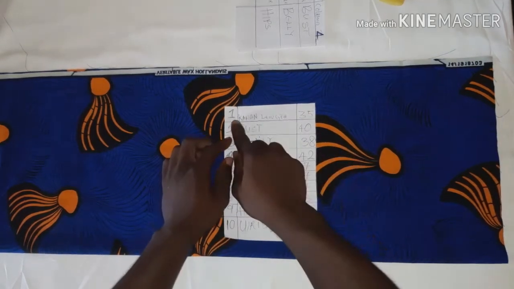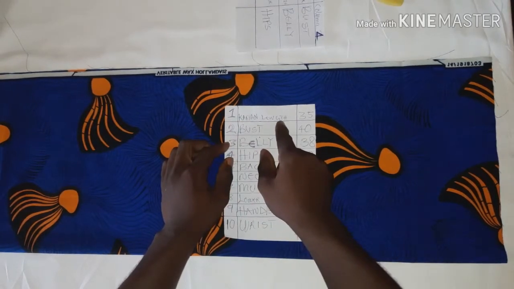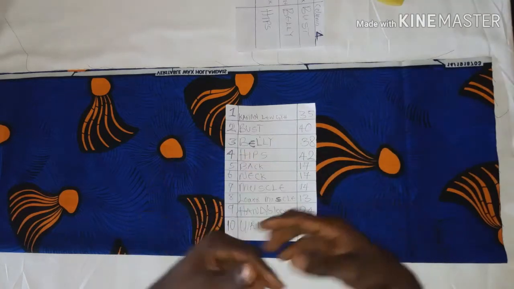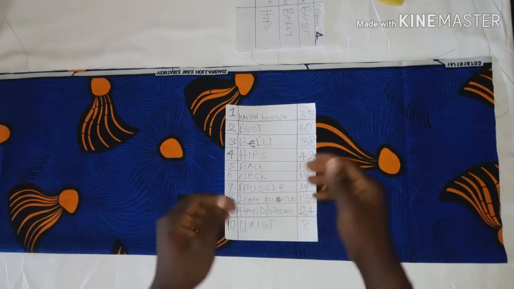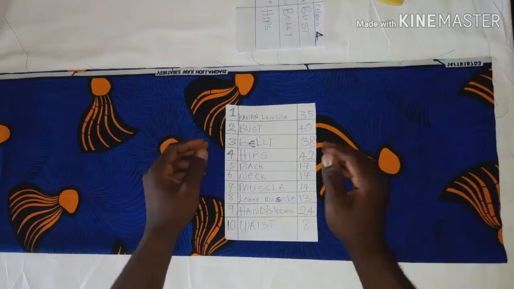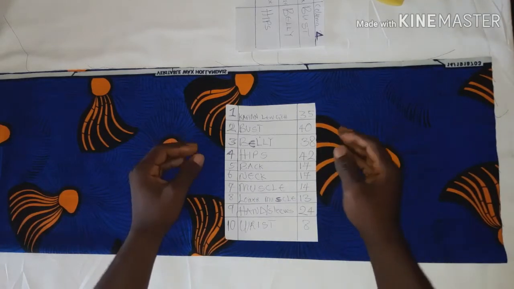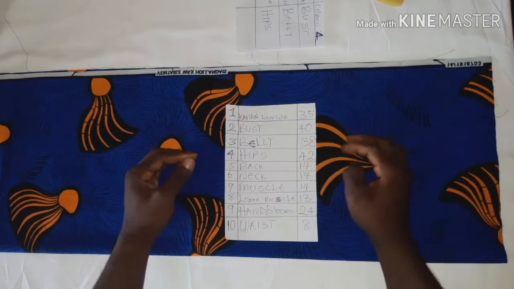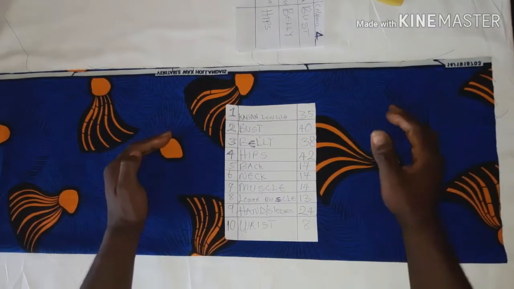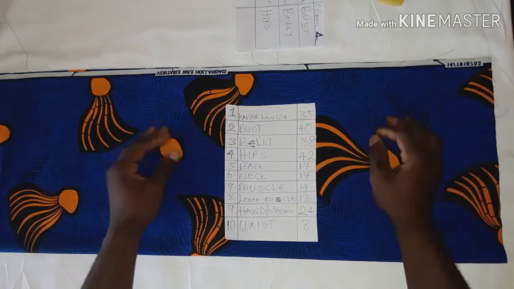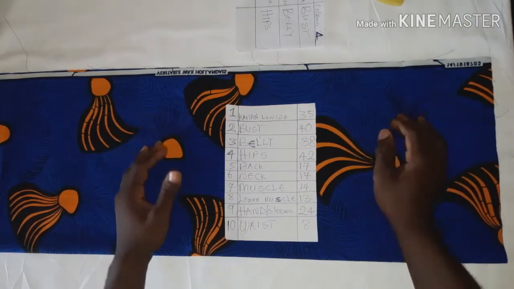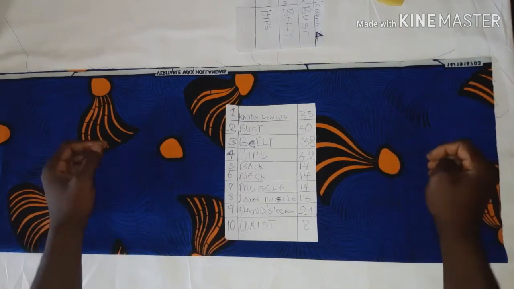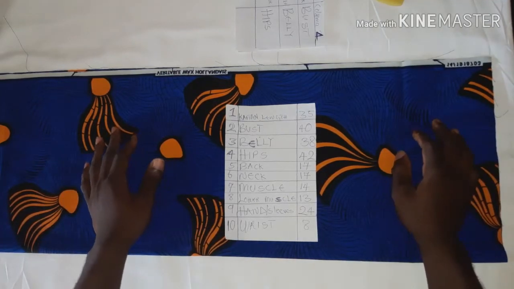Number one of the measurements is the length of the top or the kaftan, which is 35 inches. Number two is the bust or the chest measurement, which is 40. Number three is the belly or the body measurement, which is 38. Number four is the hips measurement of the kaftan, and it's 42 inches. Number five is the back or shoulder measurement, which is 17. Number six is the neck measurement, which is 17.